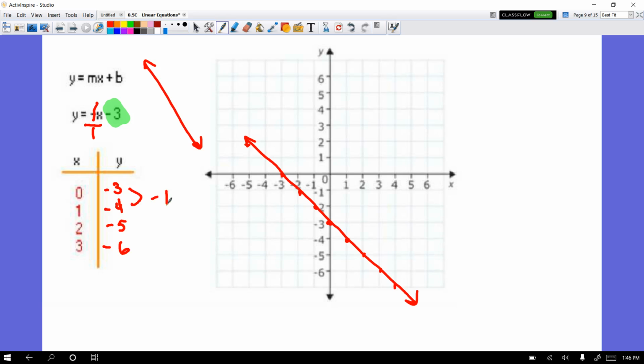Okay, so look at that. Minus 1, minus 1, minus 1. The change in y over the change in x, which is exactly what we had over here. Negative 1 over 1, negative 1 over 1. Starting at negative 3. Boop. Check, check, check, check. Awesome.